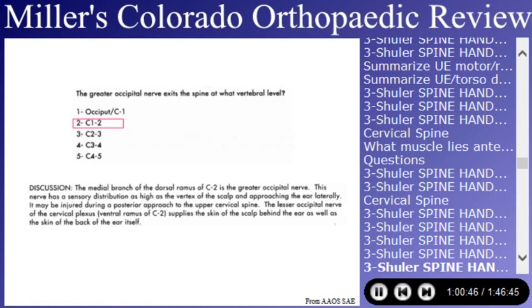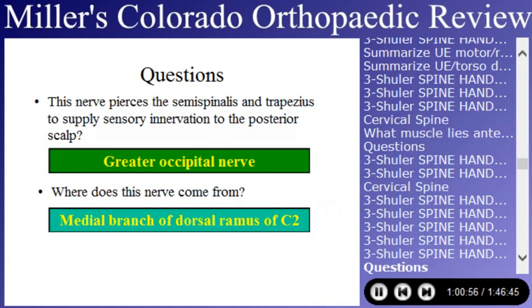Greater occipital nerve exits the spine at what vertebral level? C1, C2. Ventral ramus of C2. This nerve pierces the semispinalis and trapezius, and supplies sensory innervation to the posterior scalp. They just phrase it differently. I don't know why they love this nerve.